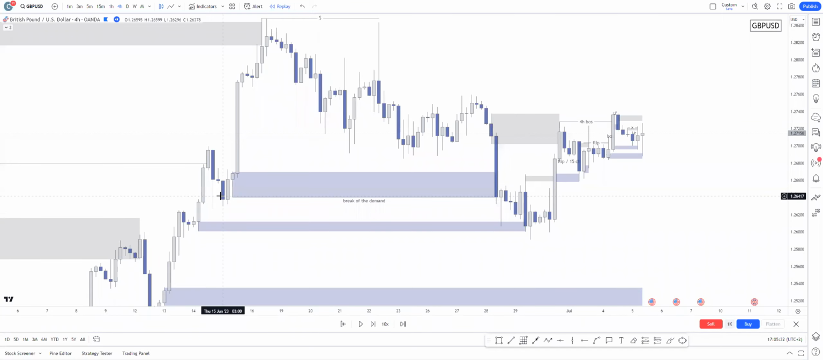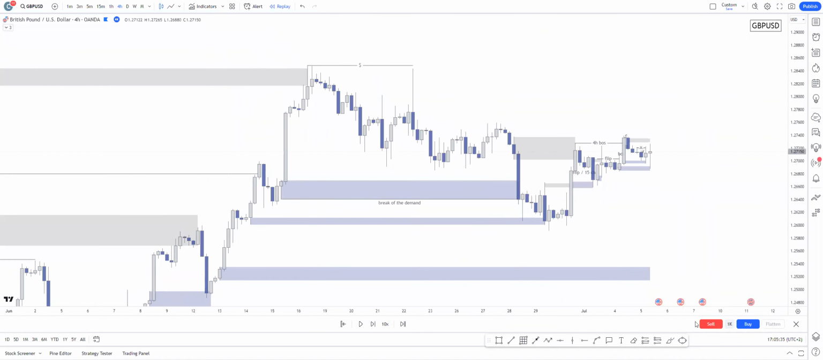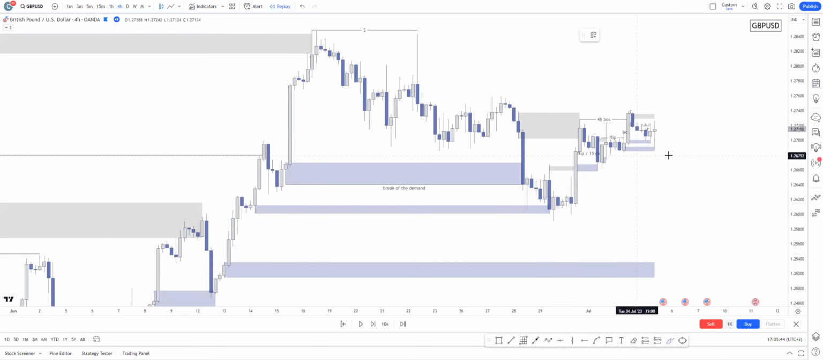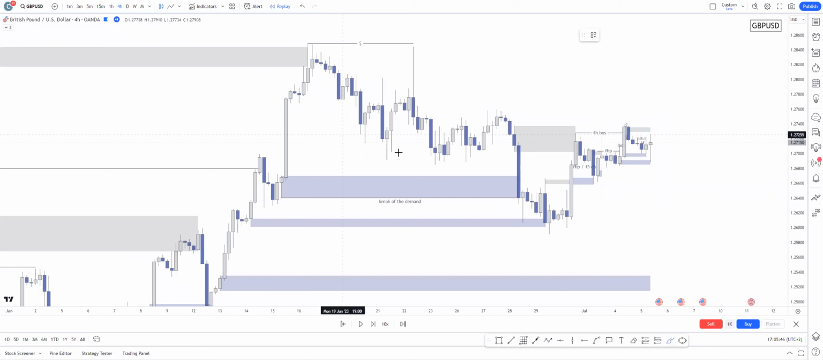All right, here I'm on GU, and here is the 4-hour time frame on GU. Sorry, I'm in a bit of a hurry, so I'll try to make it a bit fast. So here I am on GU, 4-hour time frame.